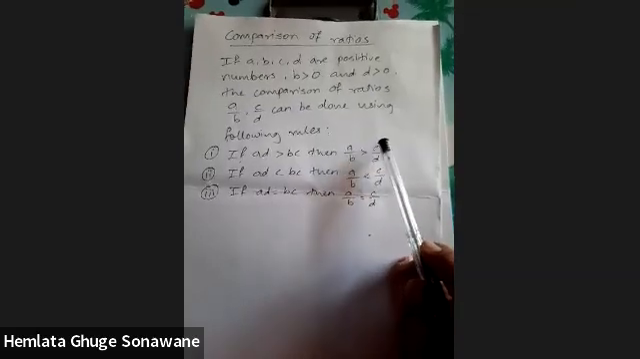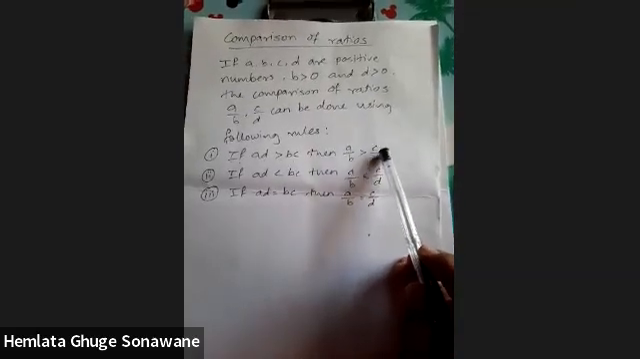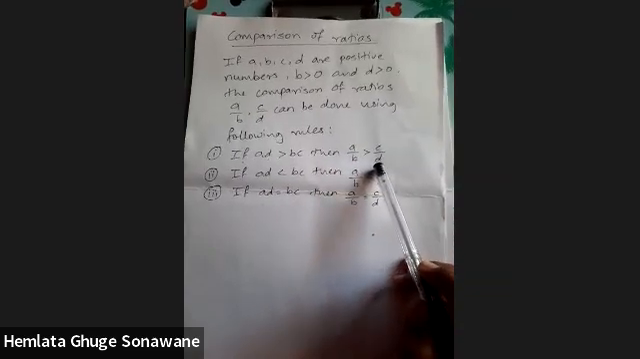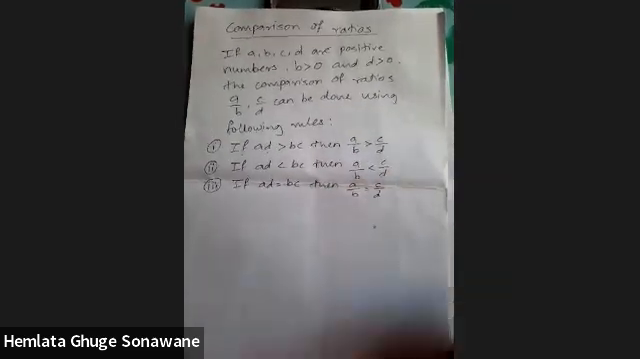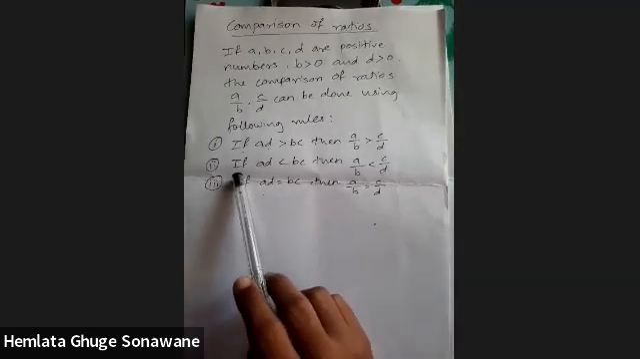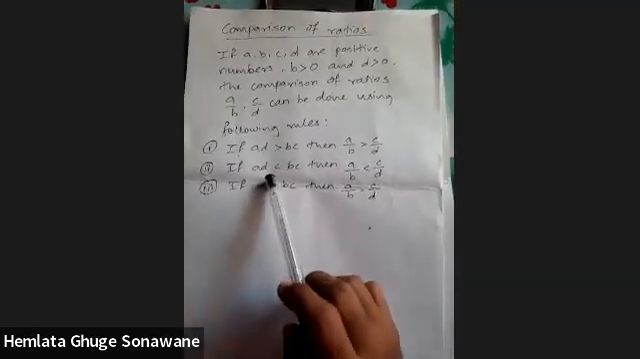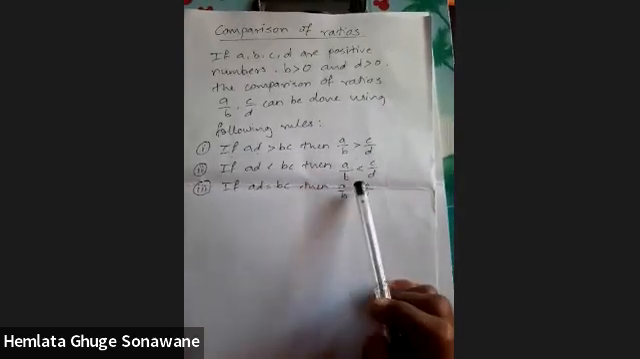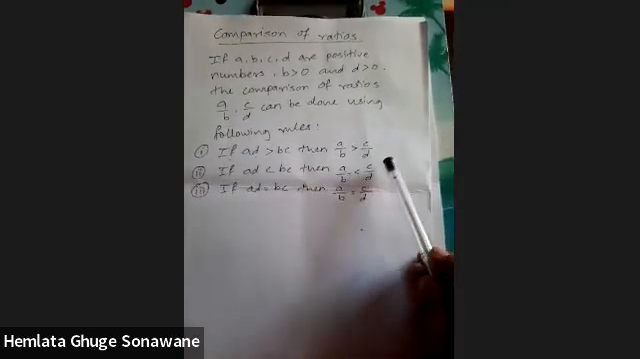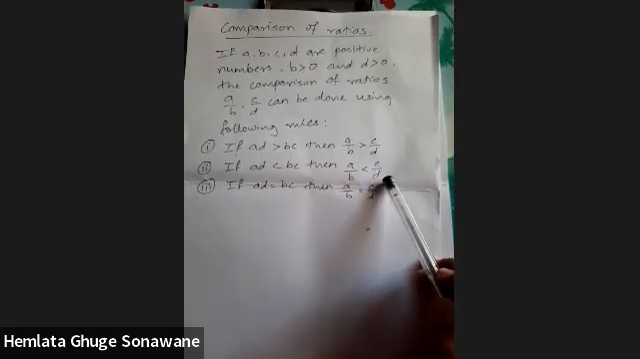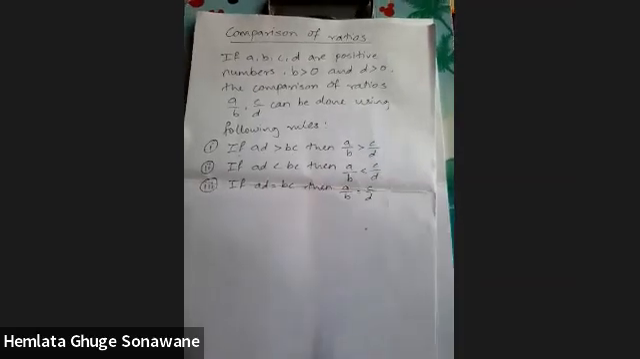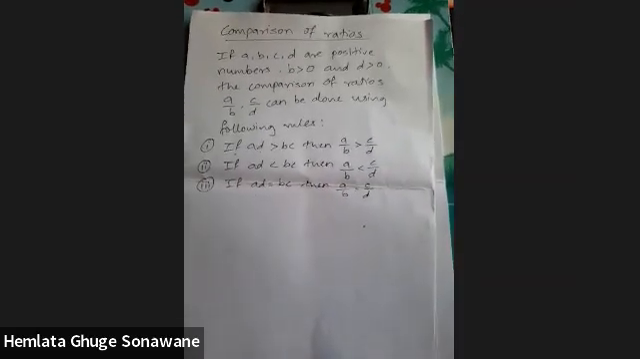A, B, C, D are positive numbers and B is greater than 0 as well as D is greater than 0. Second rule, if A into D is smaller than B into C, then A upon B is smaller than C upon D. Okay, it's reverse of this first property.